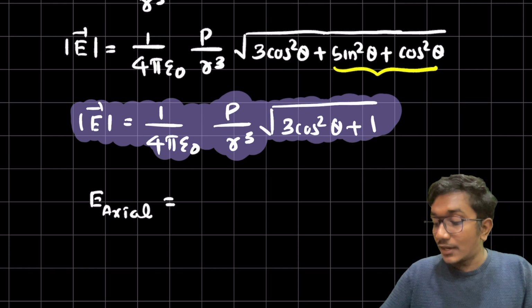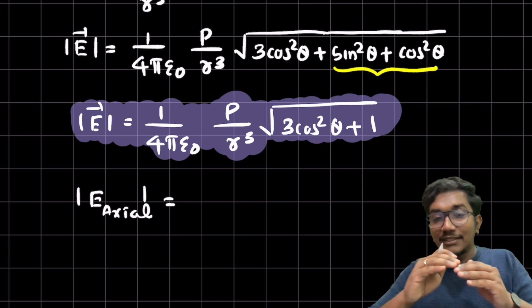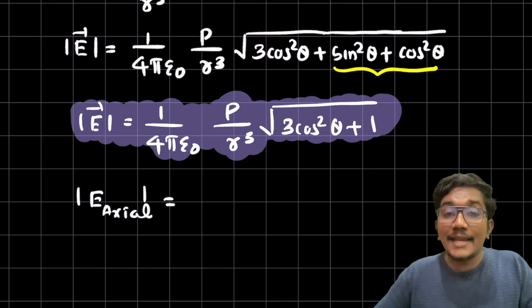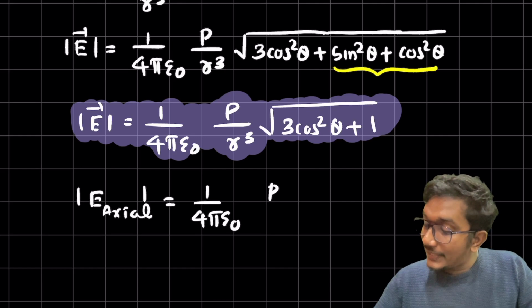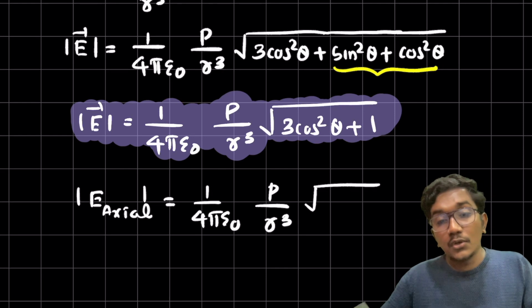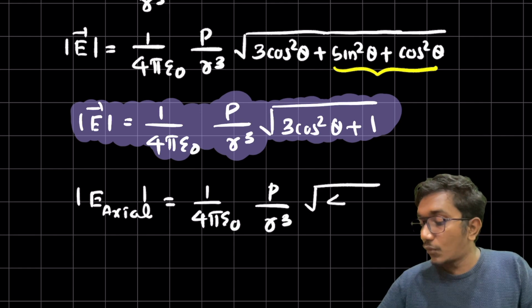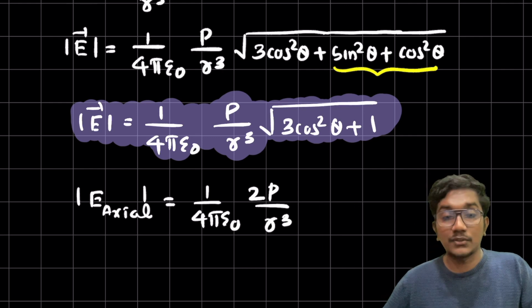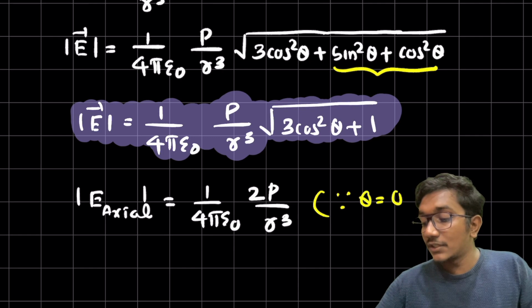So the magnitude of E along axial, this is along the axis. So if it is along the axis, what is the angle between P and E? 0 degree. So you can put theta 0. So this 1 by 4 pi epsilon 0 P divided by R cube into the root of 3 cos square theta plus 1. 3 into cos square 0, cos 0 is 1. 3 into 1 is 3, 3 plus 1 is 4. So root 4 is 2. So I'll be removing this. This is 2P by R cube. That's true. So I'll be writing this since theta is equal to 0 degree.